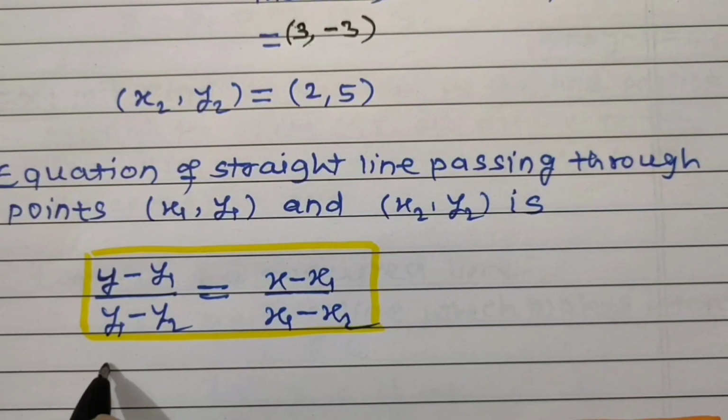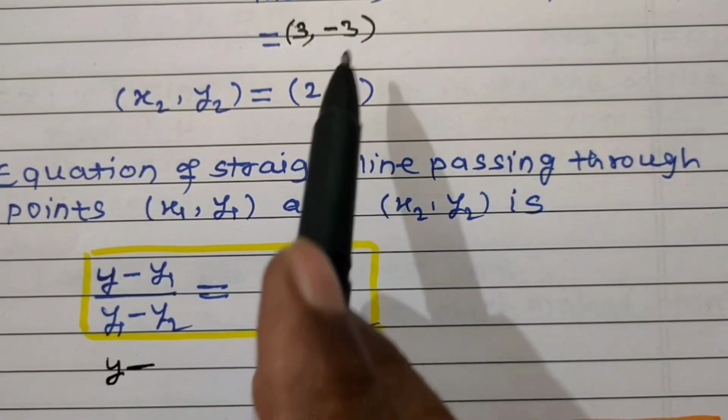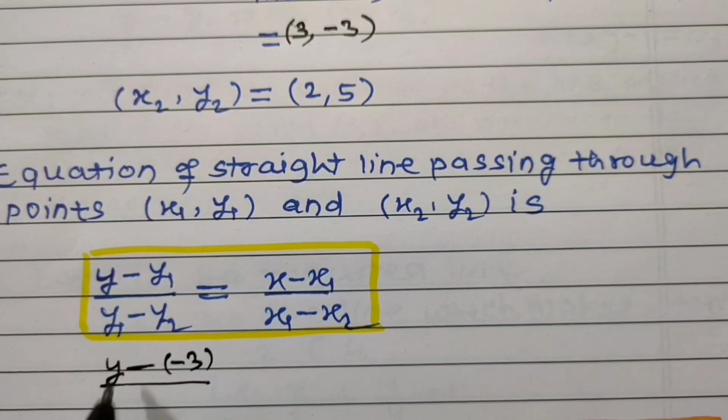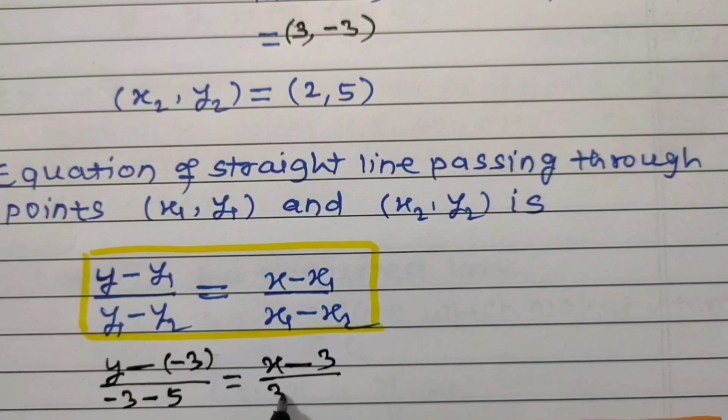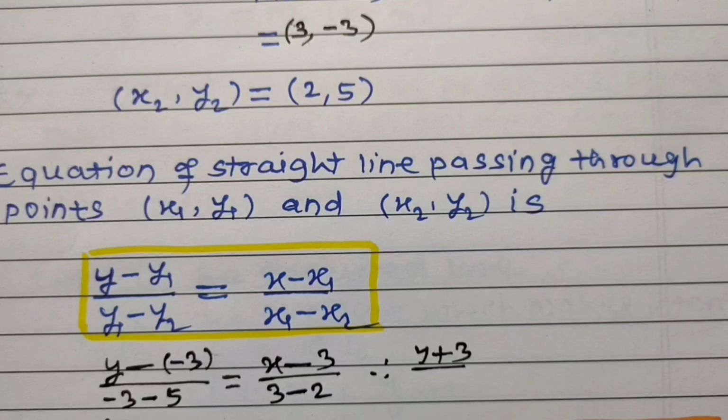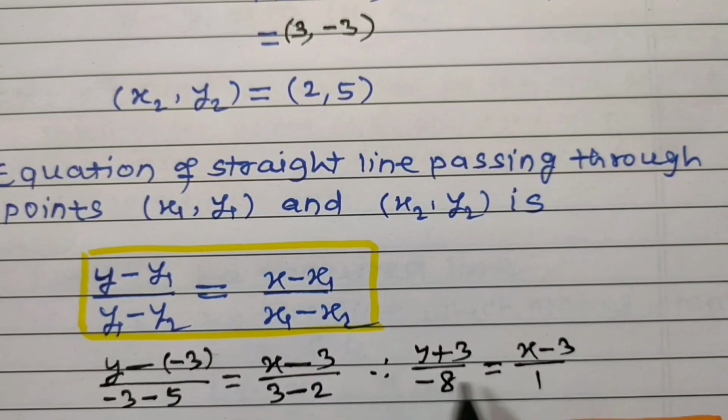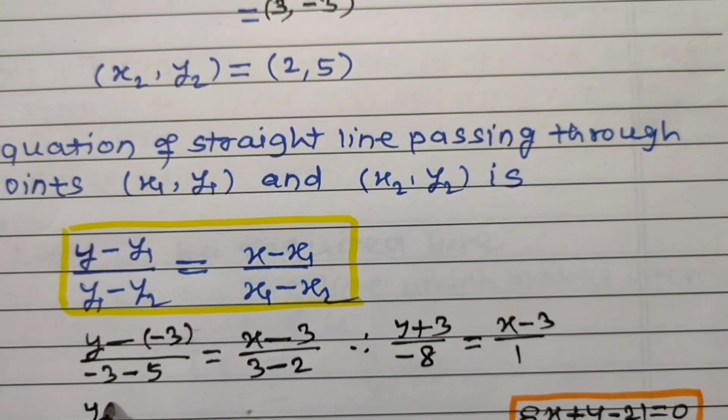So we can write y minus y1, and here y1 is minus 3, divided by y1 minus y2, minus 3 minus y2, which is 5, is equal to x minus x1, where x1 is 3 and x2 is 2, divided by x1 minus x2. Simplify this. Hence (y plus 3) divided by (minus 3 minus 5), that is minus 8, is equal to (x minus 3) divided by (3 minus 2), which is 1. Taking cross multiplication, we can write y plus 3 is equal to minus 8x plus 24.